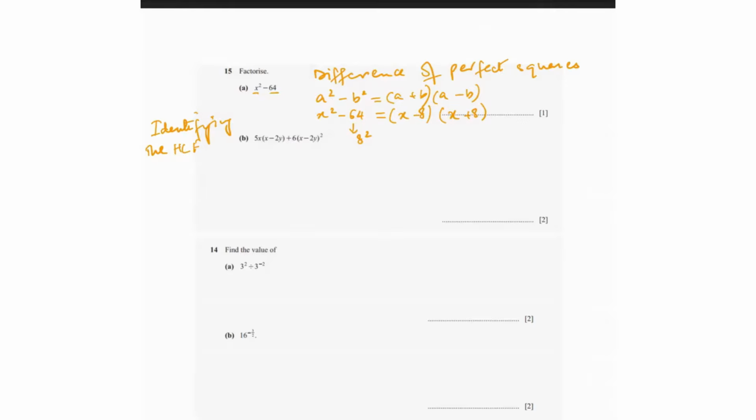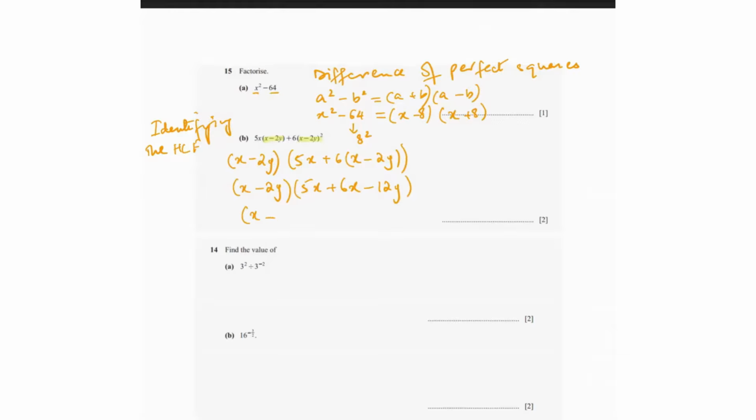We can clearly see that there is x minus 2y common between 5x and 6. So we take x minus 2y common, and that leaves 5x plus 6 times x minus 2y in the second bracket. Whatever is left behind, that always goes in the second bracket. So now we're going to expand the bracket in the second one. That's 5x plus 6 minus 12y.